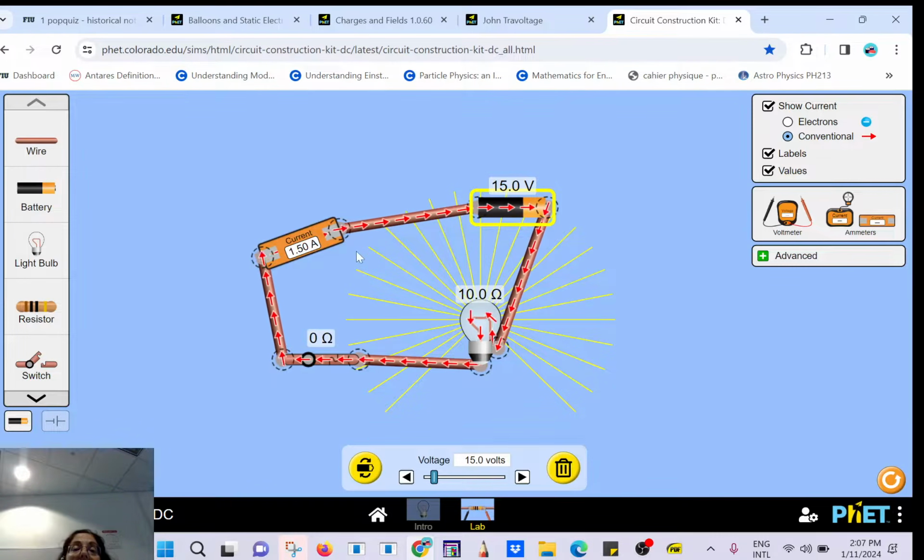Now, is it going in one direction only, or is it going back and forth? One direction. That's why it's called DC, direct current. Direct current is when you have a battery, for example, or a DC power supply, and the current only flows in one direction, which is not the case when you have voltage from the grid, from the outlet. This is not DC.